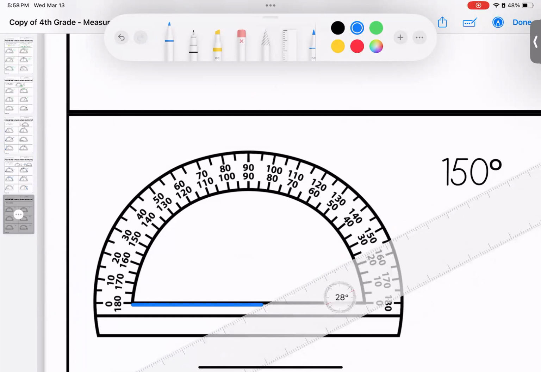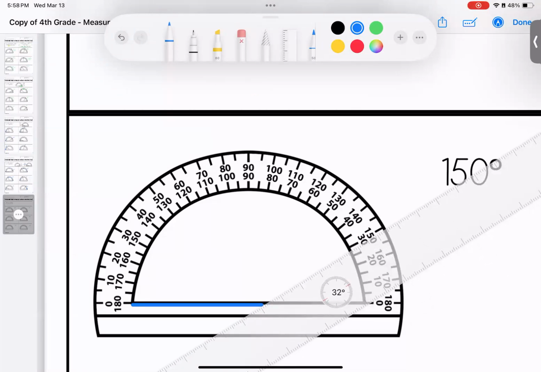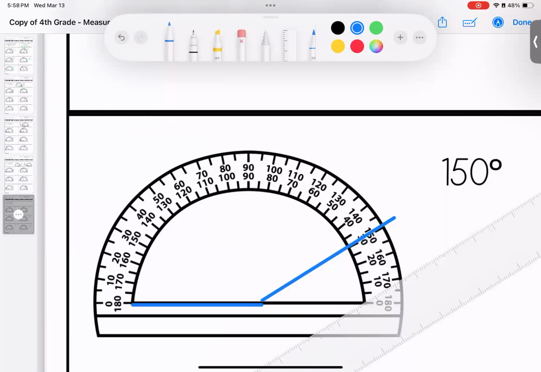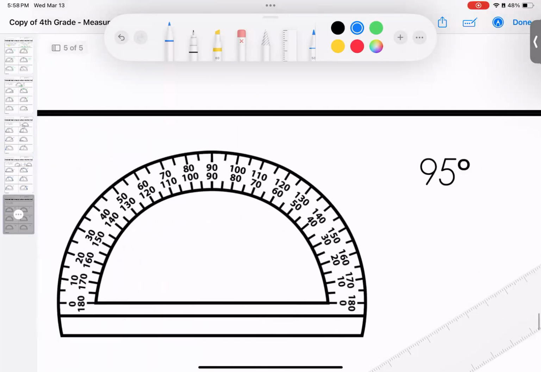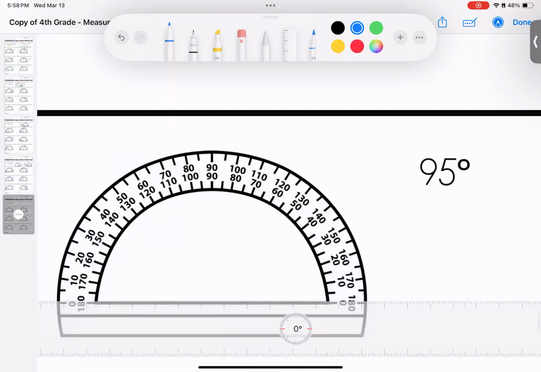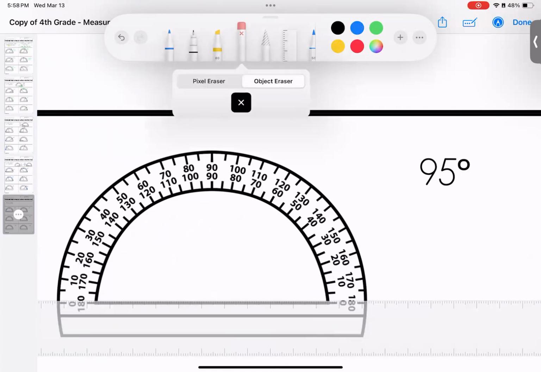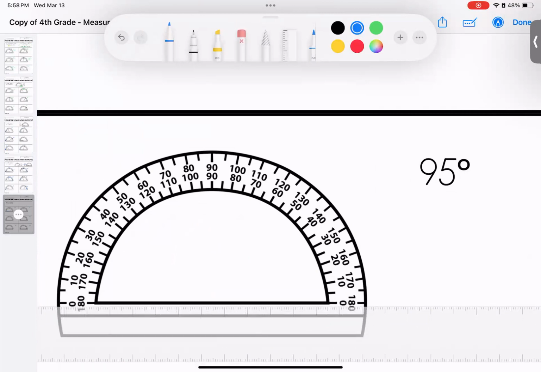Gotta account for the thickness of my ruler. That should be better. Well, it's still a little bit off, but that's okay. 150 degrees. Do your best. This one I'm going to use the inside numbers. So I'm going to draw my starter. I need to go down even further. Come on, ruler. There we go.